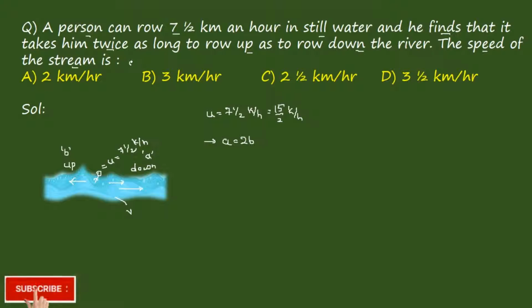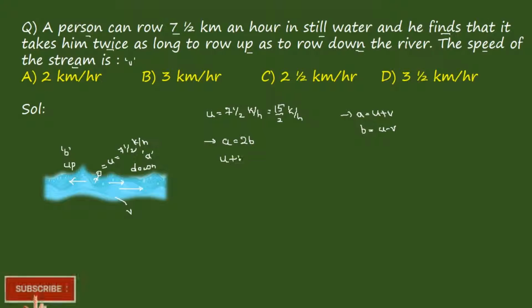Speed of a stream is nothing but V, we have to find the value of V now. Here A is equal to B. The general thing that we know is A is equal to U plus V, and B is equal to U minus V. Right? U is the speed of a person, V is the speed of a stream. Then we can substitute the values here.